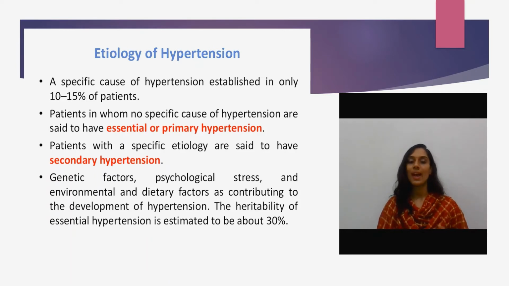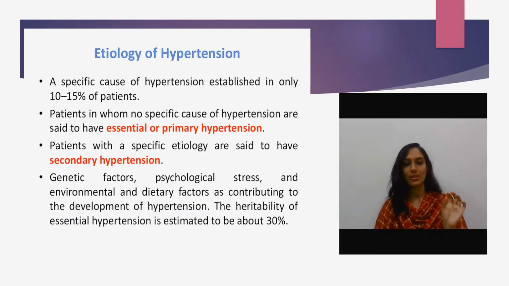In essential or primary hypertension, there is no specific cause for hypertension. But in secondary hypertension, the patients have a specific etiology. Say some have diabetes, some have stress, causing hypertension; that is said to be secondary hypertension. Genetic factors, physiological stress, environmental and dietary factors all contribute to the development of hypertension.